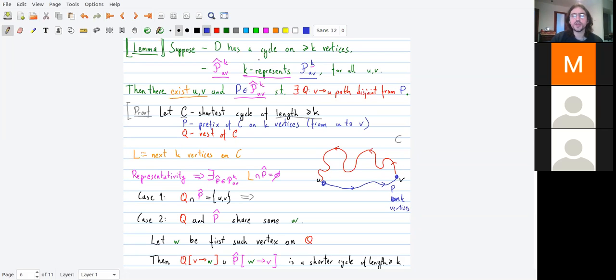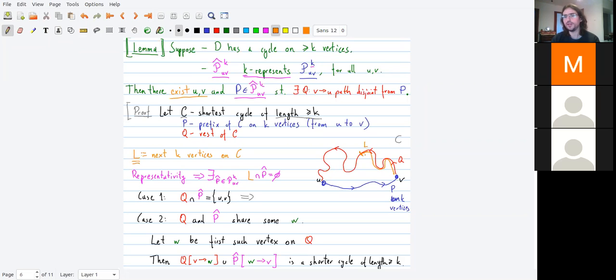And I've got the rest of the cycle, let me call it Q. So this is how the cycle C looks like. Now if I look at this picture, let me highlight another set of k vertices. Namely, here I've got this prefix of length k vertices, P. And then let me look at the next k vertices on my path.